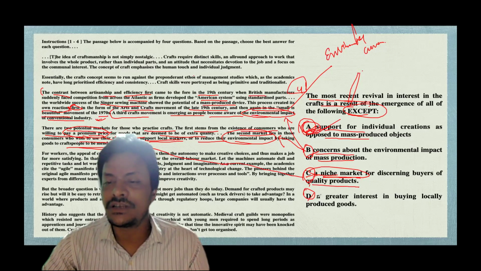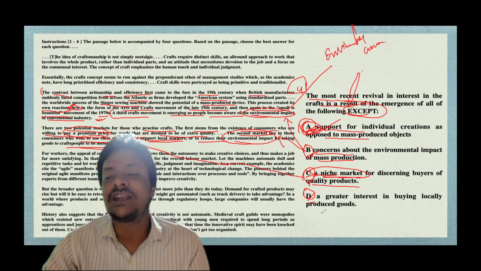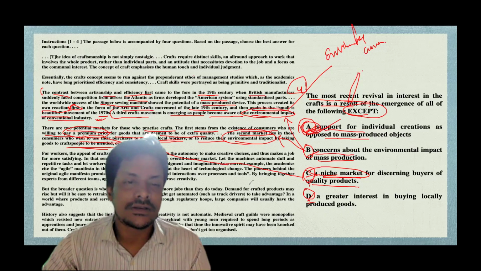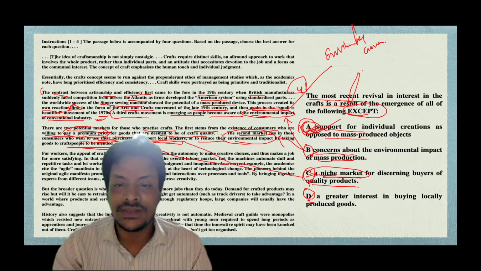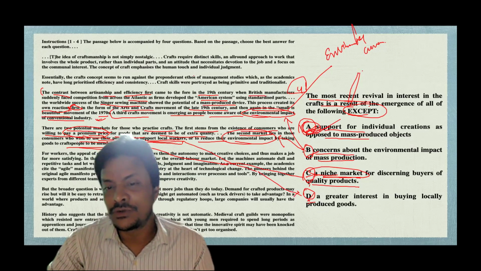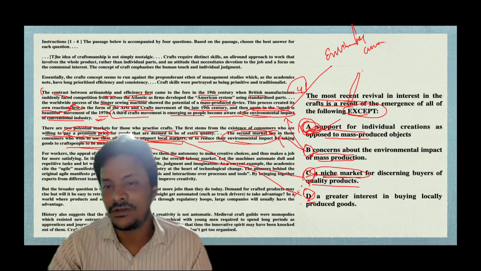Then D is a greater interest in buying locally produced goods. It means people prefer to buy from local workers instead of global corporations. So this option D is given somewhere in the passage. You can find use their purchases to support local workers. So D is again one of the possible reasons. So options B, C, D are nothing but the reasons behind the most recent revival, right?